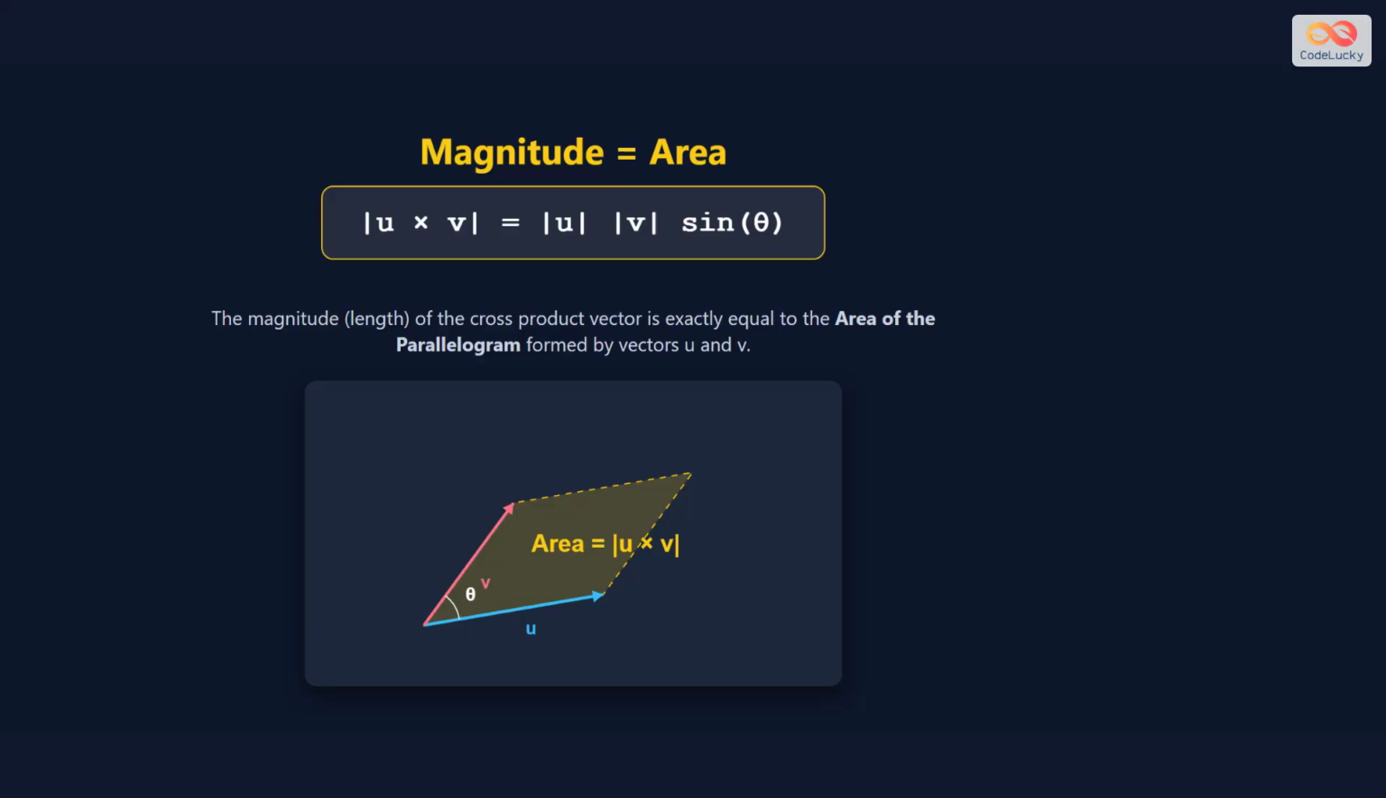Beyond direction, the cross product also has a magnitude, or length. The length of the cross product vector is equal to the magnitude of u times the magnitude of v times the sine of the angle between them. Geometrically, this value represents the exact area of the parallelogram formed by the two vectors. If the vectors are parallel, the area is 0.